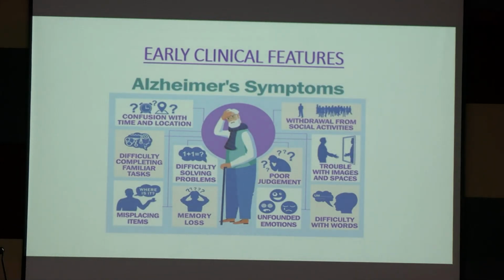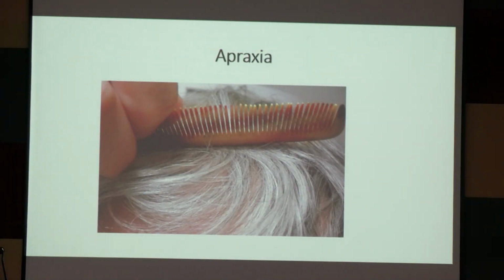dementia. দেখো কি কি আর্লি ফিচার্স কি কি থাকে, কনফিউশন উইথ টাইম অ্যান্ড লোকেশন, কোথায় আছি, কটা বাজে, কি মাস, কি বার, কিছুই বলতে পারবে না। ওকে, ডিফিকাল্টি কমপ্লিটিং familiar task, misplacing items, memory loss, difficulty solving problems, withdrawal from social activity, poor judgment, unfounded emotion, মানে emotional inappropriateness, difficulty with words and trouble with images and space. ঠিক আছে, তো এইগুলো কমনলি পাওয়া যায় বিফোর অনসেট অফ ডিমেনশিয়া। ঠিক আছে, আর্লি ক্লিনিক্যাল ফিচার্স। বলে এটা কি?